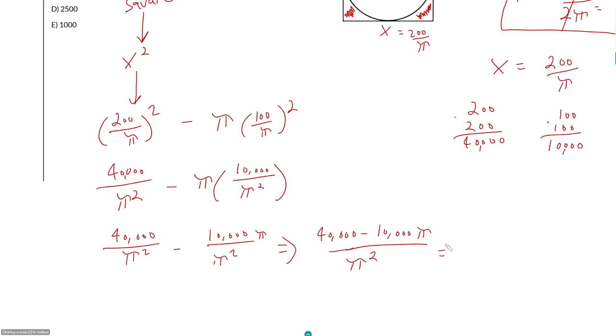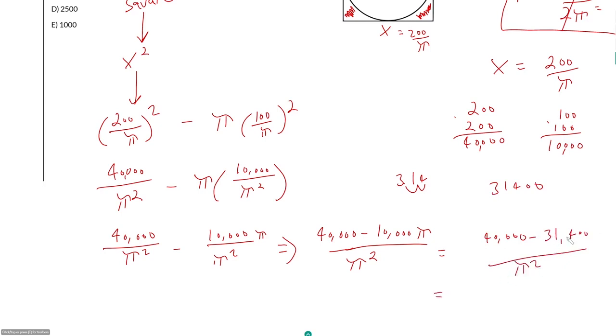And now I would say, let's start estimating. So what is 10,000 pi? Even though I could probably get away with estimating pi as 3, I just think of this as 3.14, 10,000 times that. It shouldn't be that hard, because I just have to move my decimal spot 4 places to the right. That would be 31,400. So this is 40,000 minus 31,400 all over pi squared.